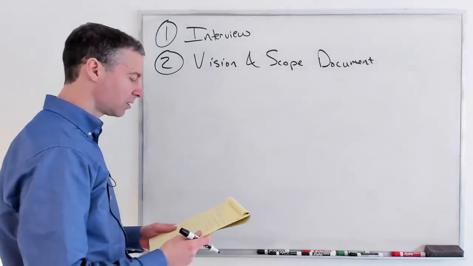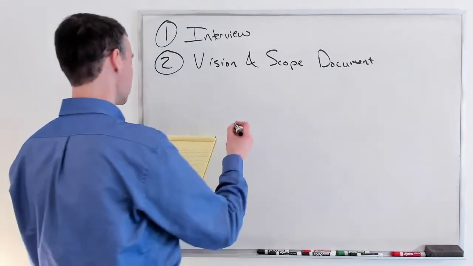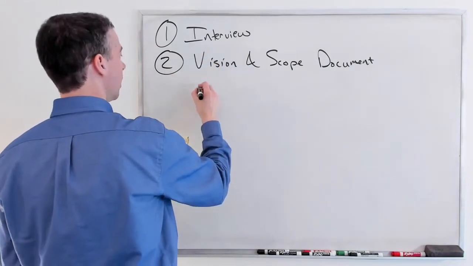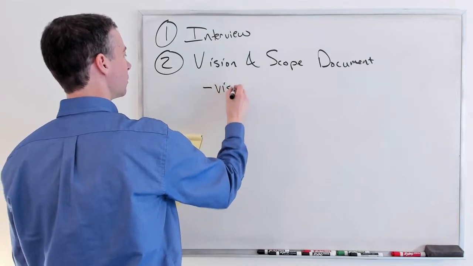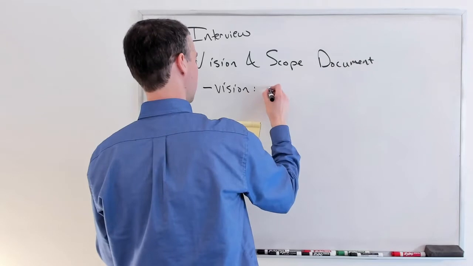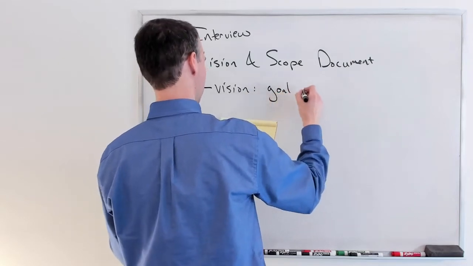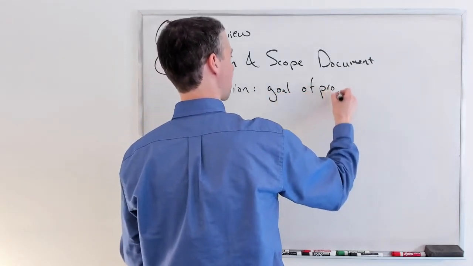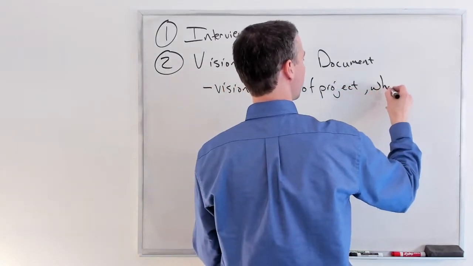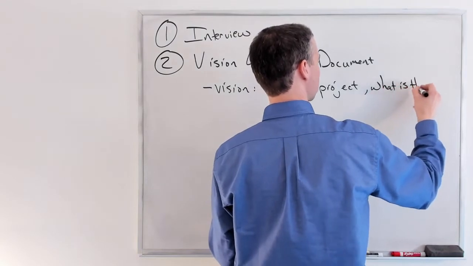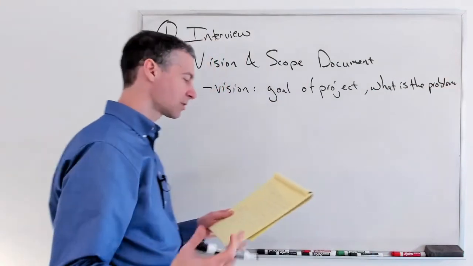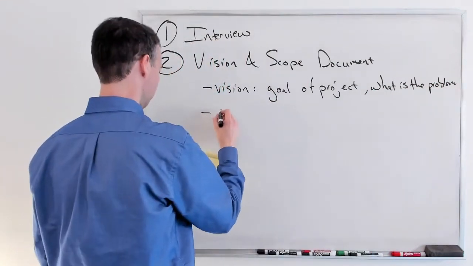Now, what's in a vision and scope document? So again, you're going to produce this after the initial client interview. What is the vision? You're going to write this, often a paragraph-long section or so, but it's really going to get at the goal of the project. And as well, talking about what is the problem, because that's what you went into that interview to figure out. Why does this client need us to solve this problem?